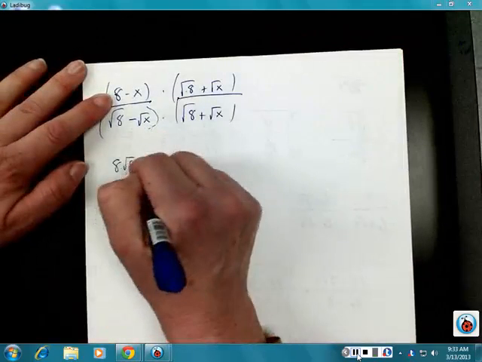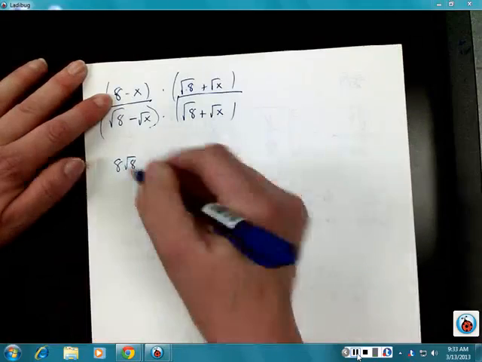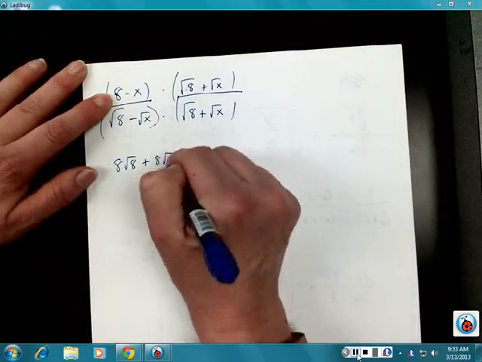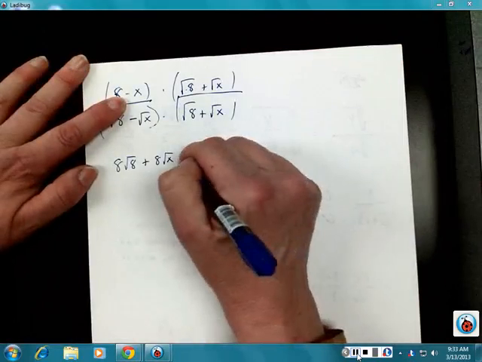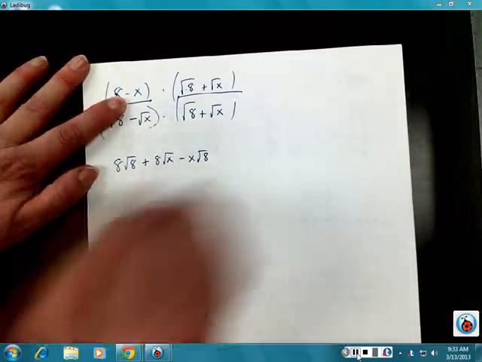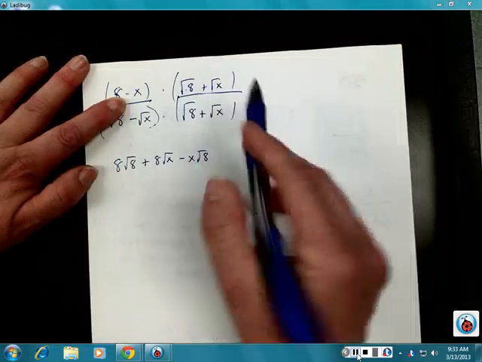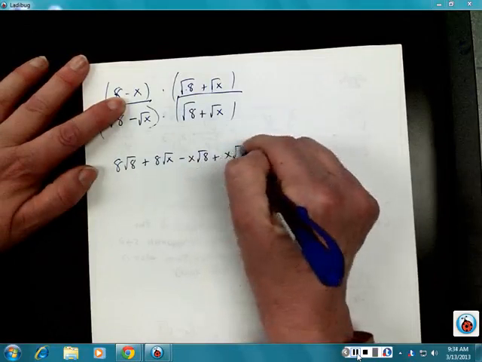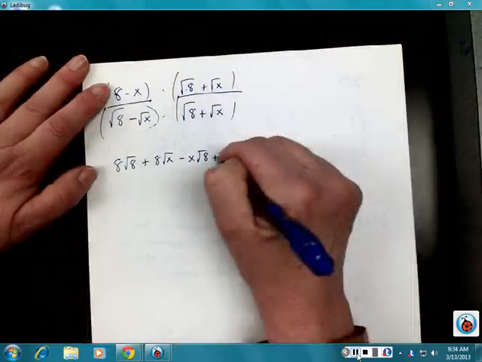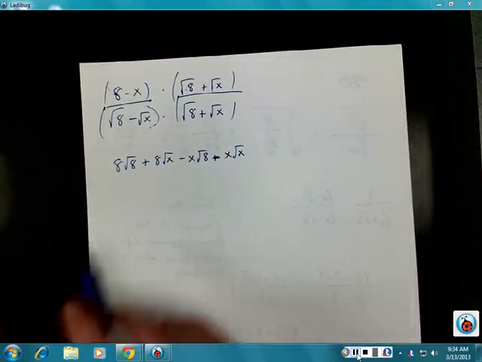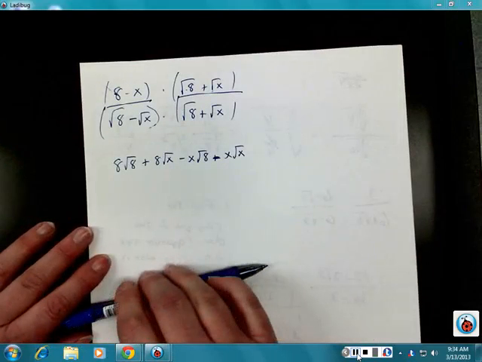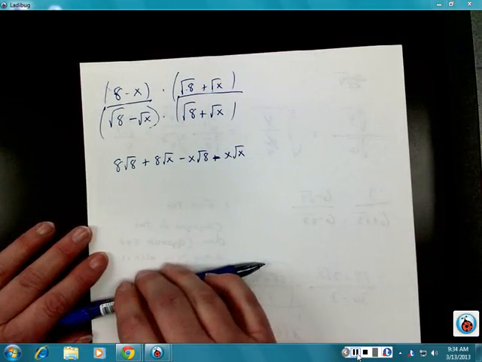8 times the square root of 8 is 8 the square root of 8. 8 times the square root of x is 8 the square root of x. x times the square root of 8 is a negative x the square root of 8. And x times the square root of x is plus x the square root of x. No, minus. Get my signs in there. You okay with that foiling? Can I stick anything together in there? Yes or no?